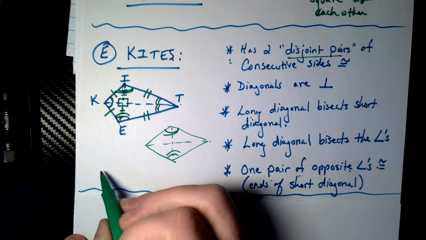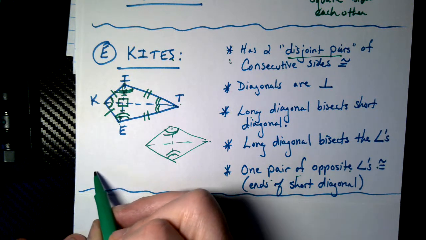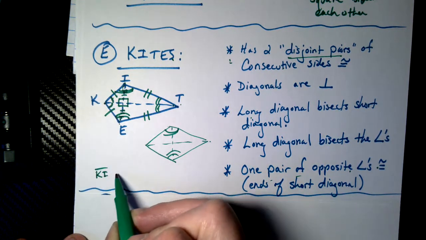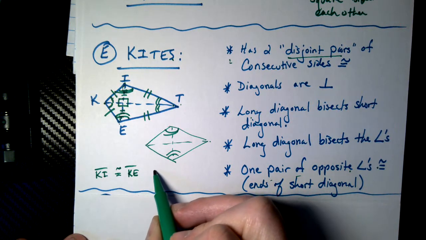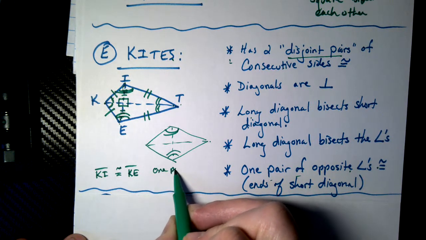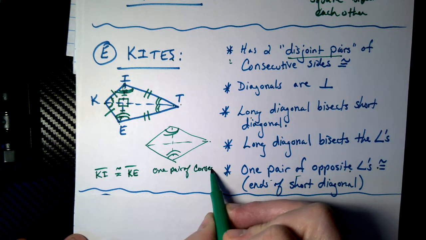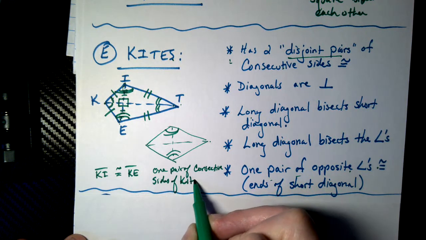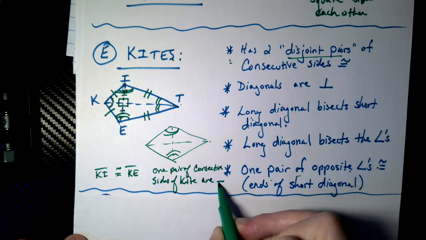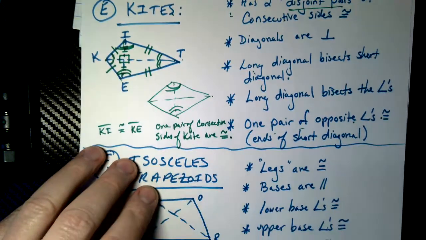So we would say something like, let's say KI congruent to KE. One pair of consecutive sides of kite are congruent. That's kind of an awkward one. We probably won't use that in a proof. I'm kind of not real happy that I picked that one.